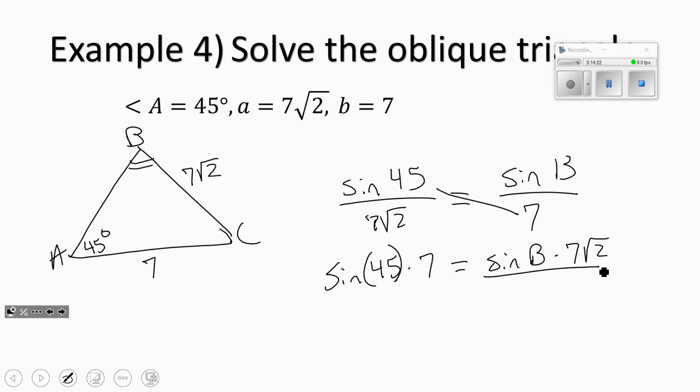I need to divide by 7 square root of 2. All right, so here is what I would do. This is going to give me the sine of B. So far, so good. In my calculator, I'm going to put in the sine of 45. I'm going to hit enter. Then I'm going to times that by 7 and hit enter again, and then I'm going to divide it by 7 square root of 2.